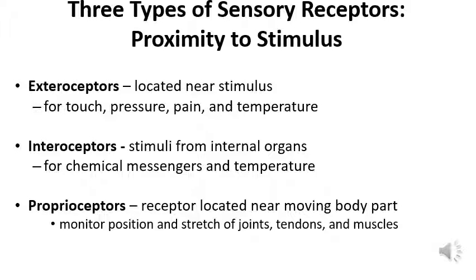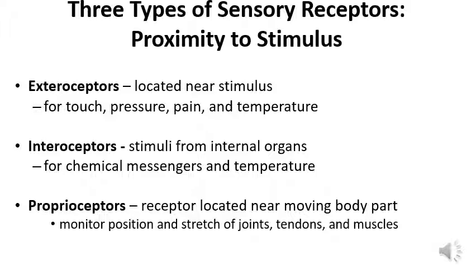Exteroceptors are receptors that are located near the stimulus, primarily right where that stimulus is being generated. So for example, if you touch something, the exteroceptor is right there where the touch is occurring. If you experience pressure, the receptor is right there where the pressure is being placed. If you experience pain, the receptor is right there where the pain is being generated, and temperature right there where the temperature is being perceived. So exteroceptors are proximal or right near the stimulus.